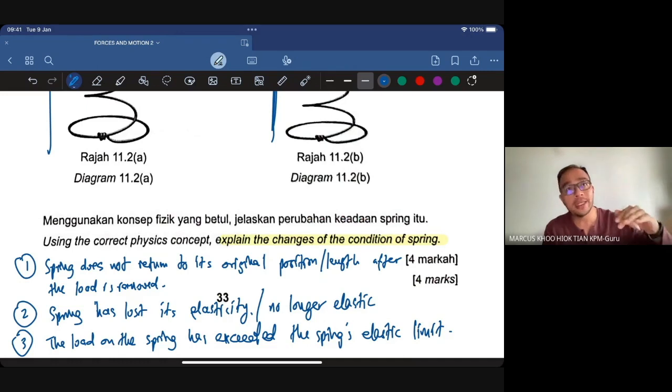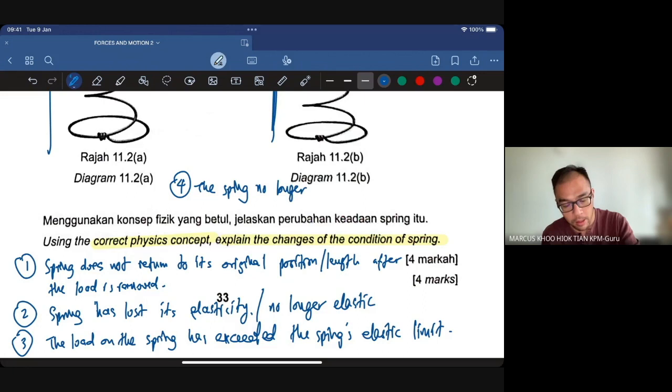Because the load has exceeded the spring's elastic limit, the spring has lost its elasticity. You want to relate it to the correct physics concept, which is Hooke's law, so you have to say that the spring no longer obeys Hooke's law. That's the fourth and final point: the spring no longer obeys Hooke's law.